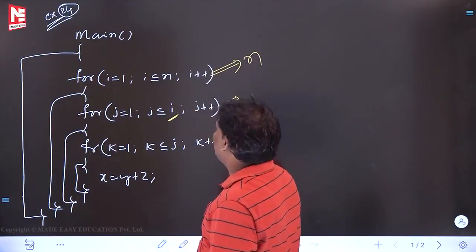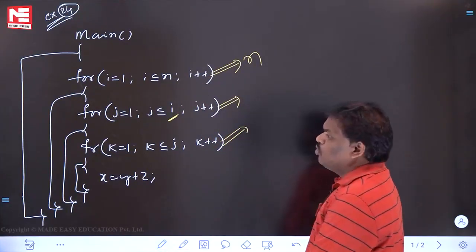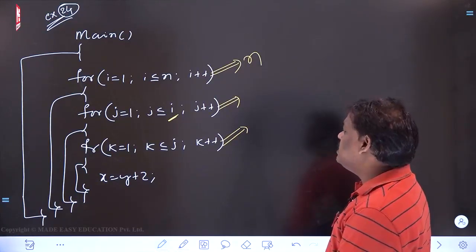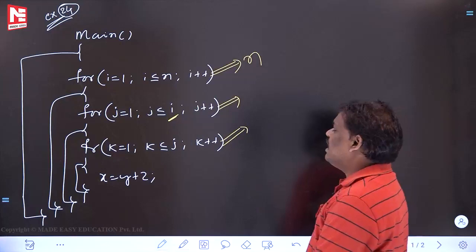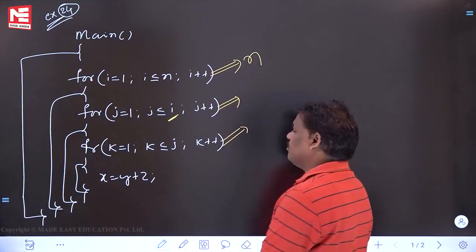But here I is there, I times. What is the meaning? The J loop is based on the I loop. I ask the J loop, how many times are you? The J loop says it is based on the I value. If the I value is 5, J loop is 5 times. If I value is 10, J loop is 10 times.